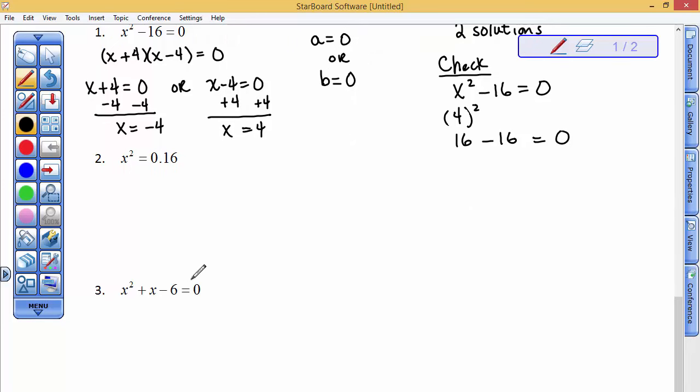because for some of us, factoring this trinomial might be a little bit easier. So remember, this is an easy trinomial to factor. It's got a 1 in front of the squared term.